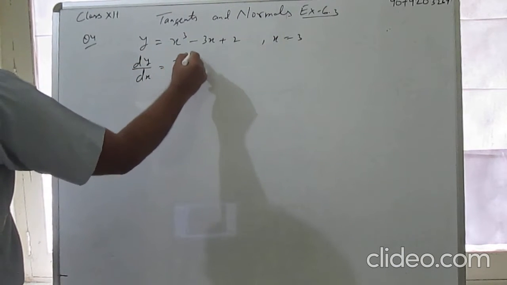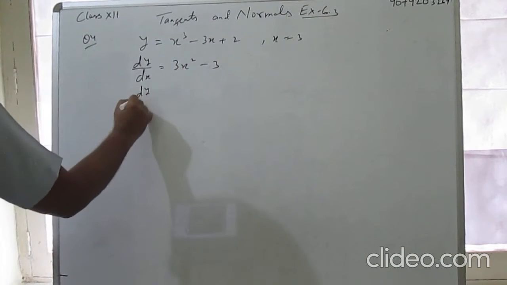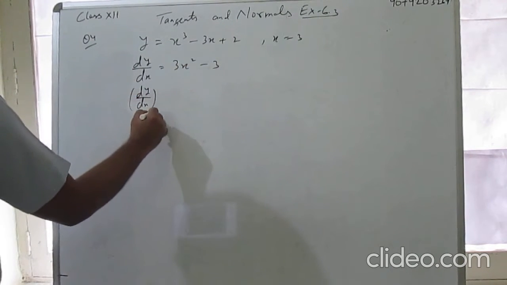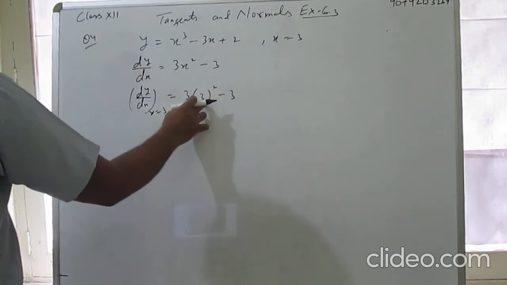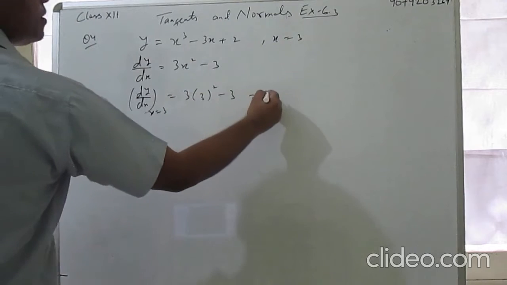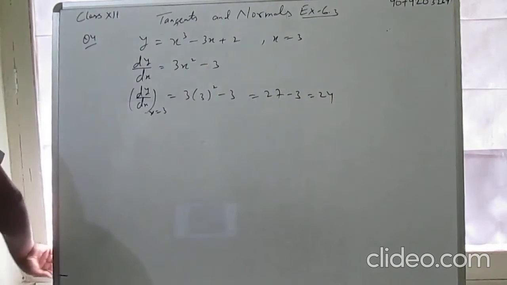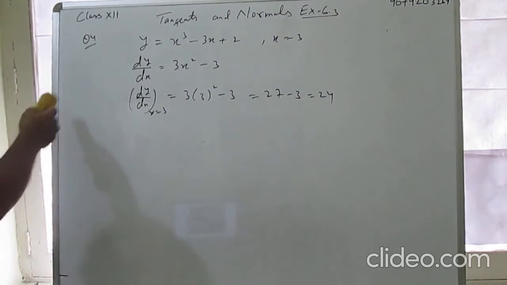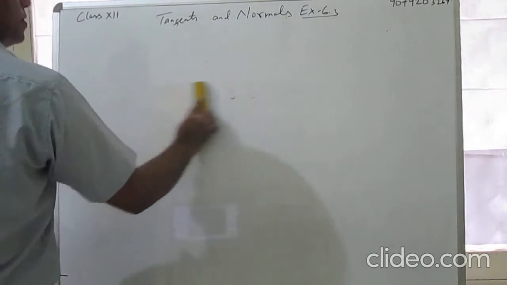dy by dx is 3x square minus 3. So dy by dx at x is equal to 3 is 3 squared minus 3. 3 squared is 9, 27 minus 3 is equal to 24. Now question number 5.